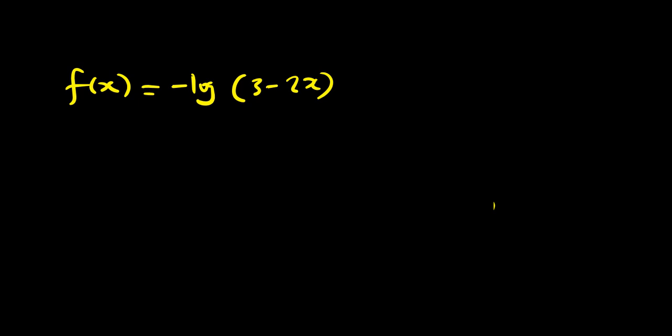Very simple and very straightforward when you are sketching logarithmic functions. Okay, let's solve the last one. What if you have f of x is equal to, let's say, negative log of, let's say, 3 minus 2x? So how are you going to solve this one? Okay, so let's say this is our x-axis, this is our y-axis.